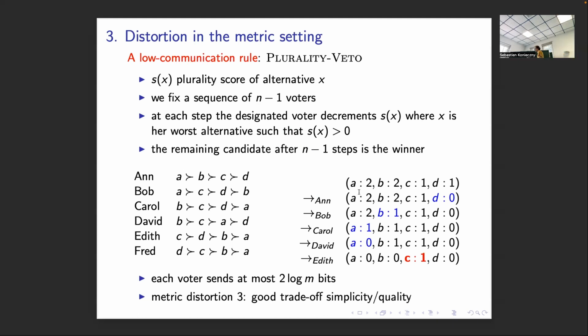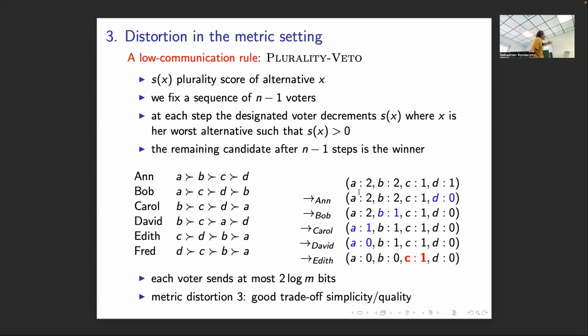So you see, this is how plurality veto works. Of course, if you take a different sequence of voters, you may get a different outcome. That's life. Of course, you can define a randomized version of plurality veto where you randomize over all sequences. This becomes anonymous, but of course, this is much more difficult to implement.